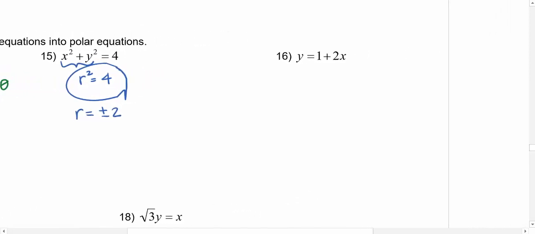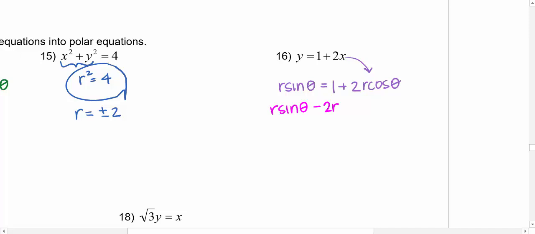So moving along, what about a line? y equals 1 plus 2x. Well, okay. y we know to be r sine theta. Here's a 1 plus 2, and I know x to be r cosine theta. And I need to solve this for r. So I'm at least going to put my r's on the same side of the equation. So I'm going to subtract 2r cosine theta from both sides.